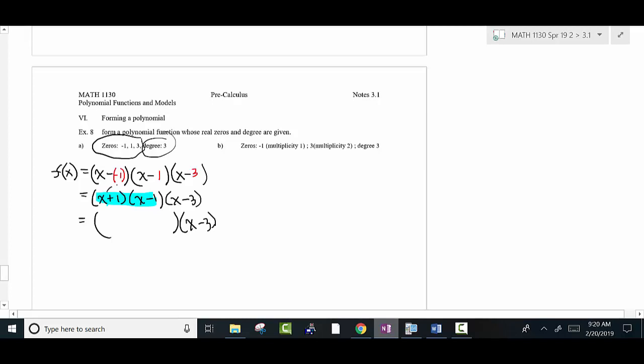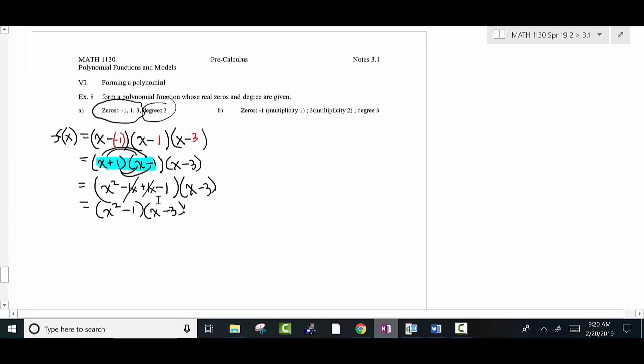When I do the first step, that's going to be x squared. Outside is minus 1x. Inside is plus 1x. You can do this in your head too and bypass this if you feel confident. That would give you x squared minus 1 times x minus 3, because the x's cross out. If you knew that, you could bypass that FOIL step. Then we just FOIL again to get our final answer.